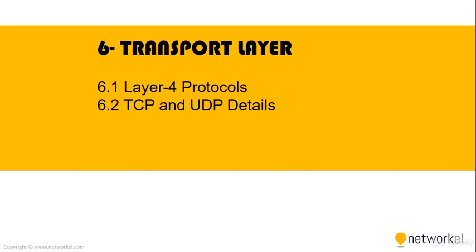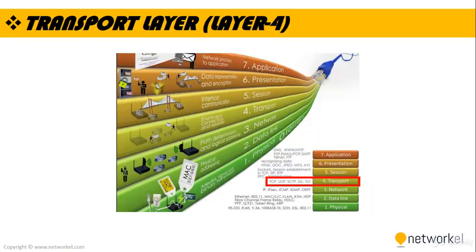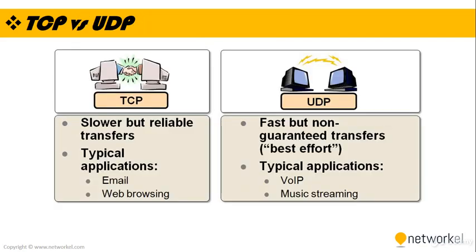In this section, we're going to talk about the transport layer. OSI Layer 4, the transport layer, provides host-to-host communication services such as connection-oriented data stream support, reliability, flow control, and multiplexing for applications. TCP and UDP are the most common protocols used in this layer.